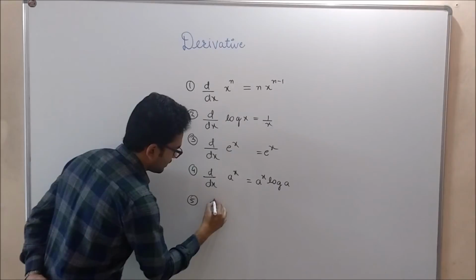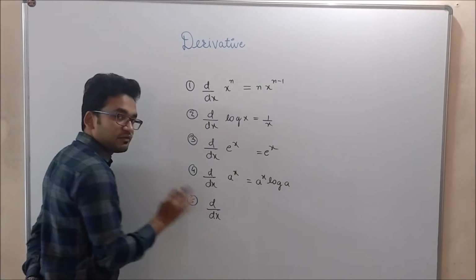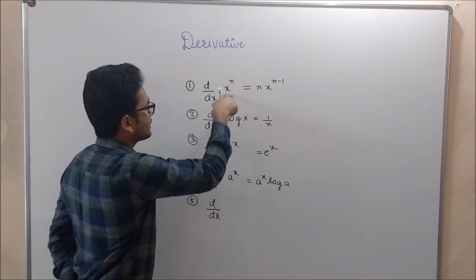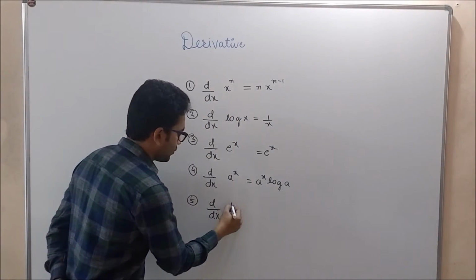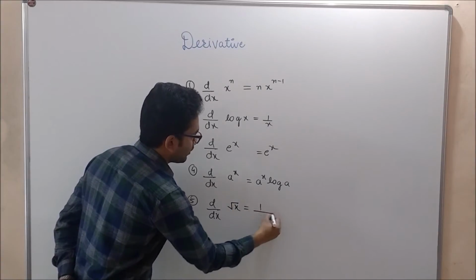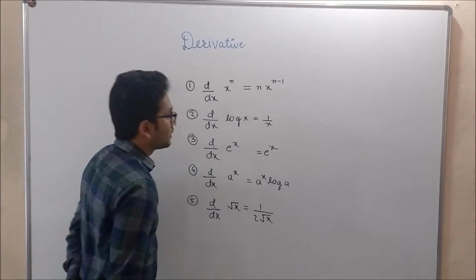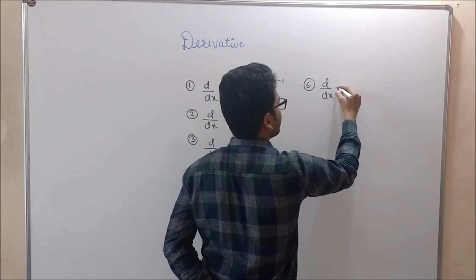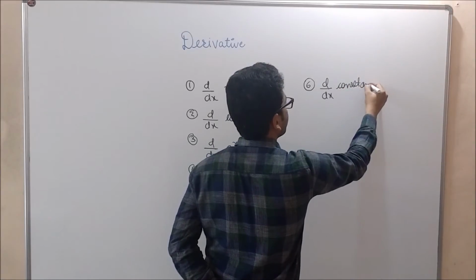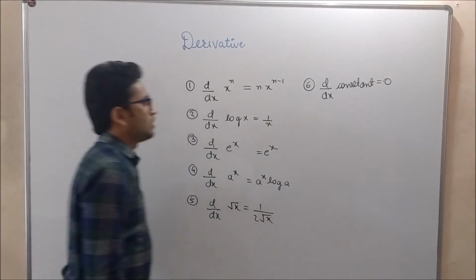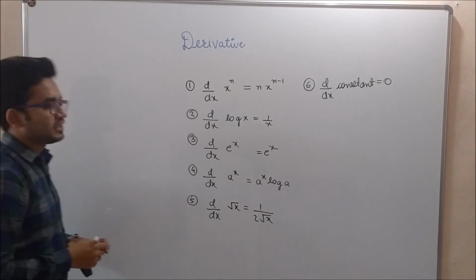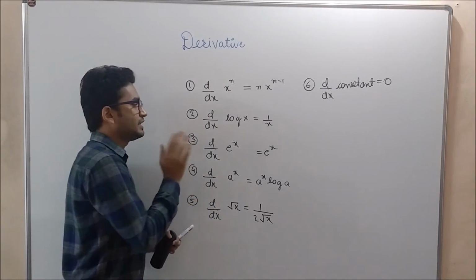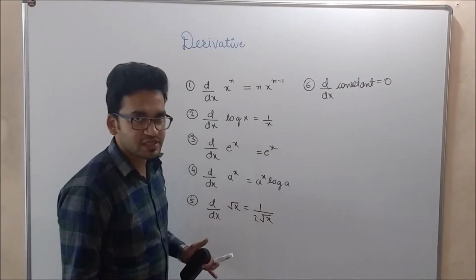Fifth one was d upon dx, that means derivative with respect to x, of root x, which is 1 upon 2 root x. Sixth is d upon dx, that is derivative with respect to x of constant, which is 0. So up till now we have seen these many derivatives, these many formulas. These are very, very important. Without knowing these 6 things, we cannot proceed any further.